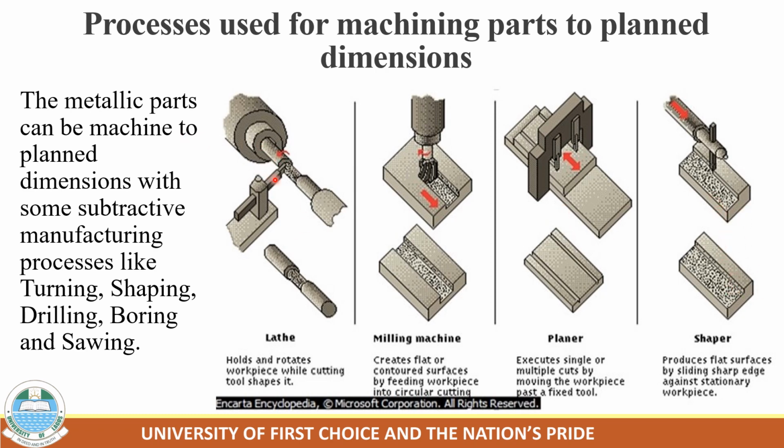The machine used here is called a lathe machine or turning machine, the machine here is a milling machine, the machine here is a planing machine, and the machine here is a shaping machine to shape your material. All these operations taking place here are referred to as processes used for machining parts to plane dimensions. The operation of it, I will show you in a video shortly.